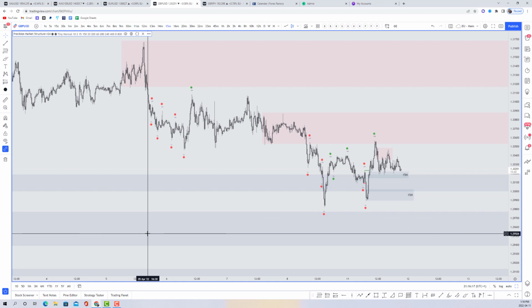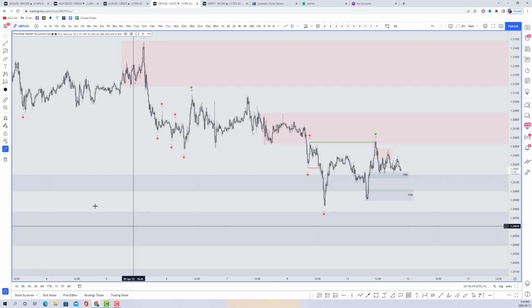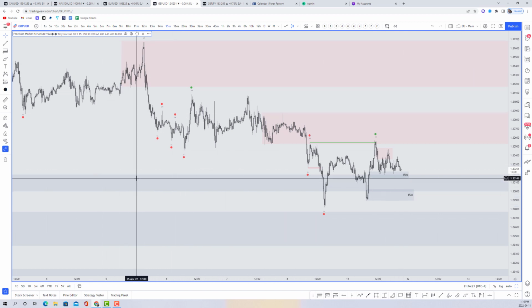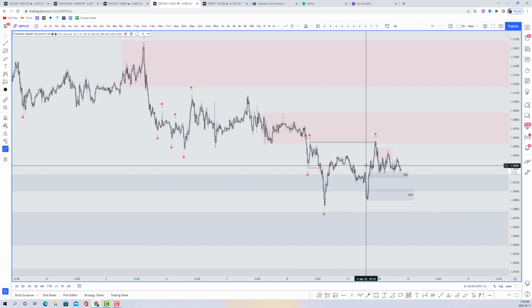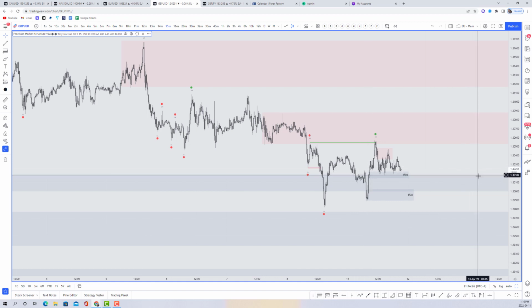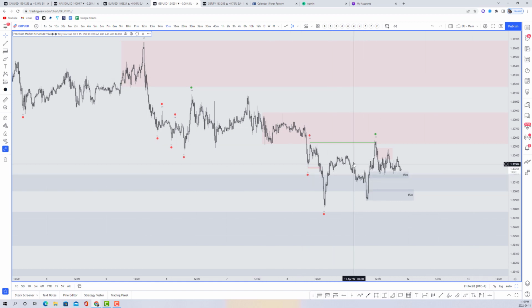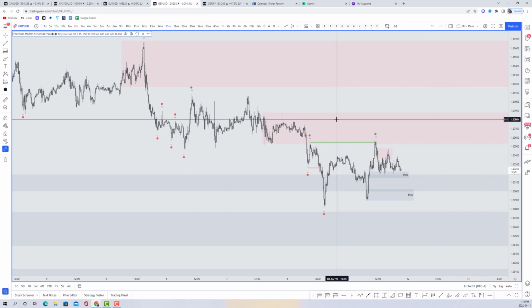Now you can see we got way too many structure points. We don't need it. Now if I look at this, it's fairly clean. Structure looks pretty legit to me. I'm quite happy with this. These are numbers I have tested for myself with GBP USD.